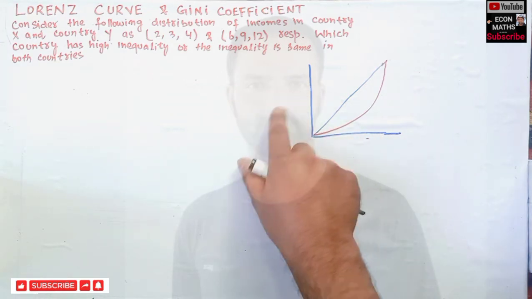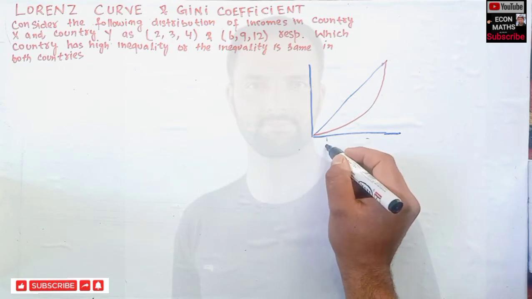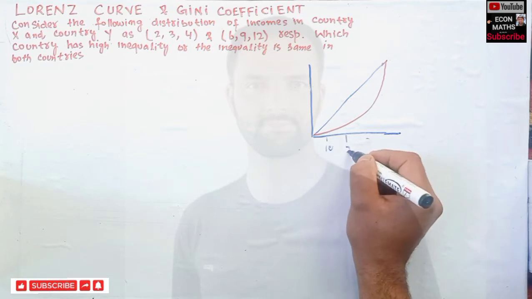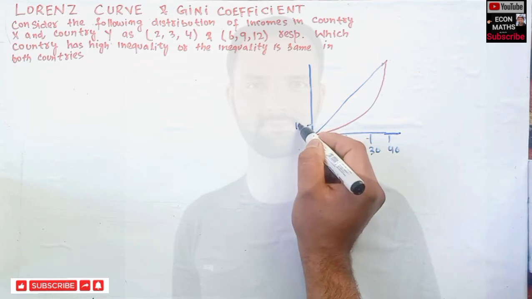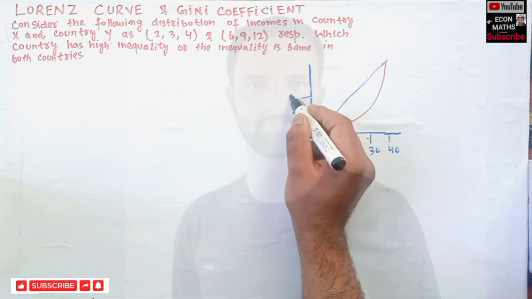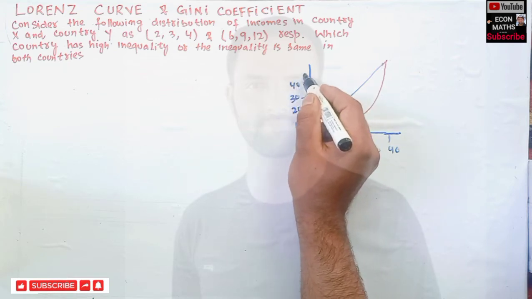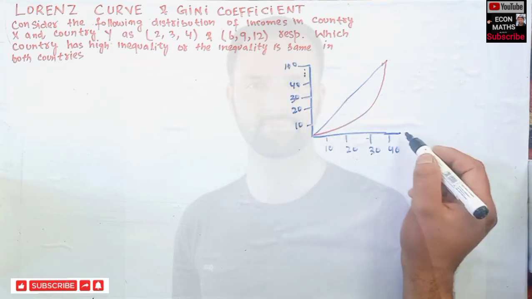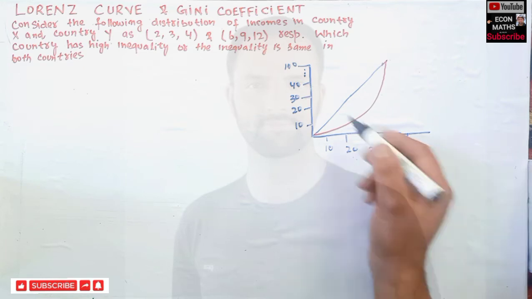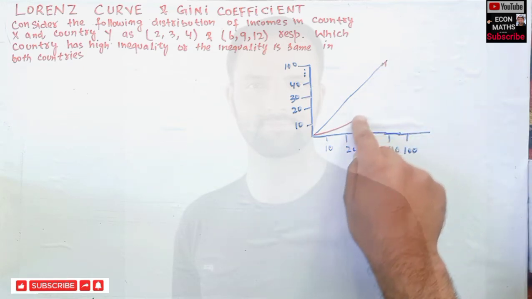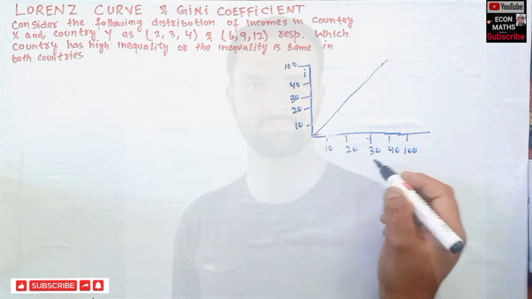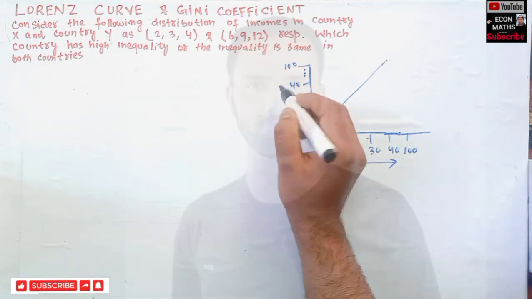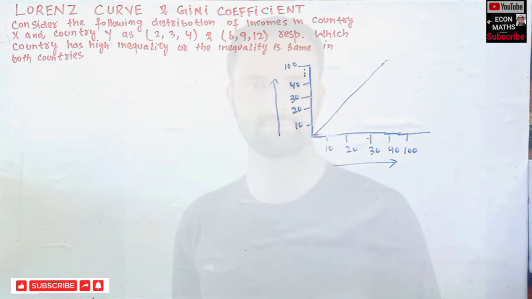Let us say we have 10, 20, 30 and 40 in percentages, and here 10, 20, 30, 40 up to 100. Here we have also up to 100. I'm just explaining what is meant by this line. So when we have this line, that is called the line of equidistribution of income. This is the cumulative percentage of population, and this is the cumulative percentage of income.